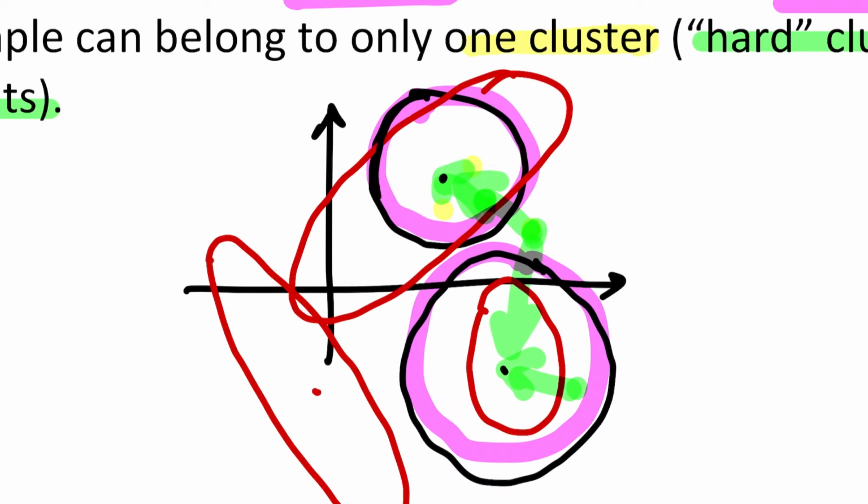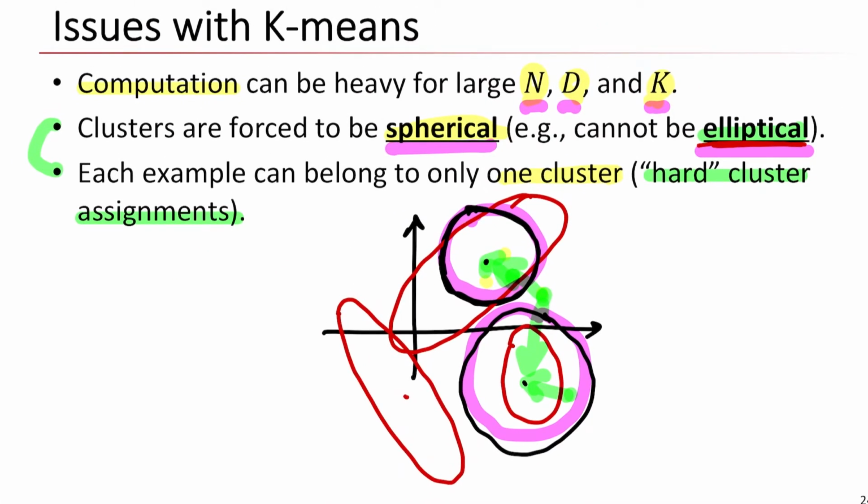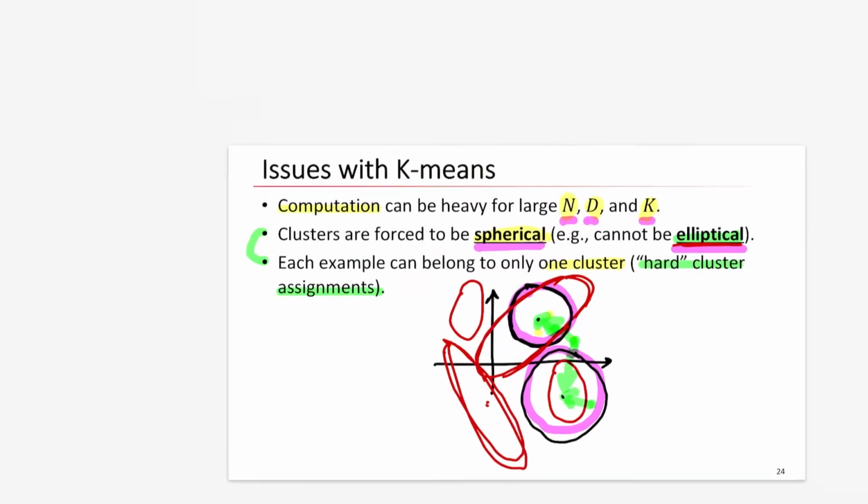Like a black circle here, right? Then in some cases we need an elliptical shape of the cluster, something like this, right? This and this, or this, like that. And another limitation is that each sample can belong to only one cluster. So this is called the hard cluster assignment.